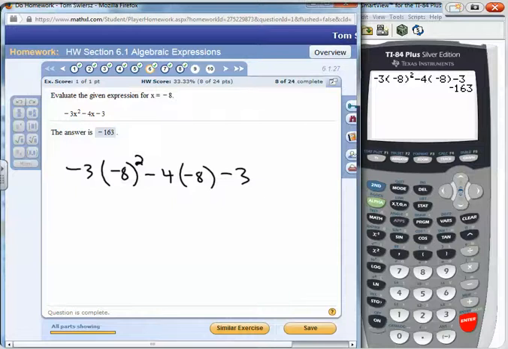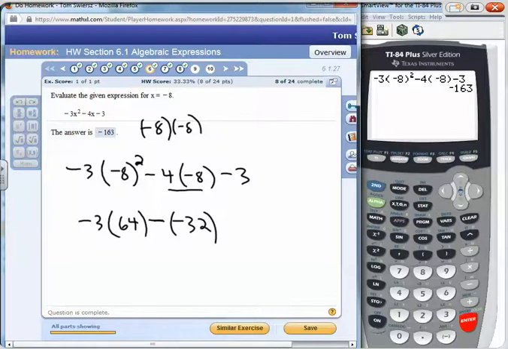Now be careful here. A negative 8 squared is a negative 8 times a negative 8, which is a positive 64, right? So negative 3 times 64 minus, we can do this multiplication. 4 times negative 8 is a negative 32, right? Well, we have the subtraction, minus 3. Negative 3 times 64 is a negative 192. Minus a negative makes it plus a positive, right? Minus a negative 32, minus 3.